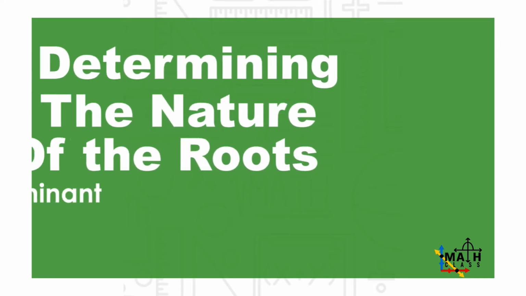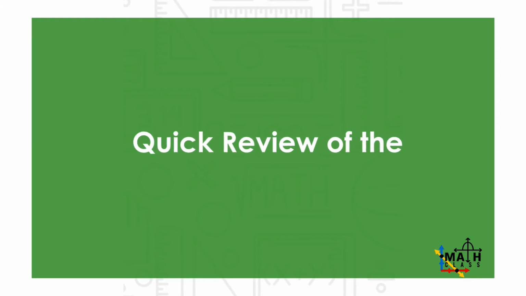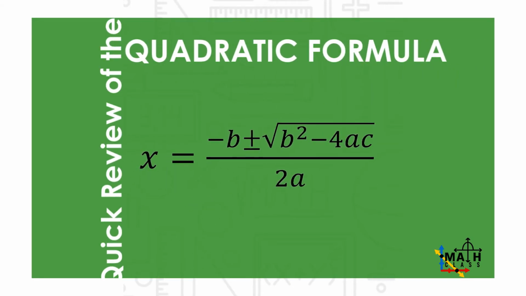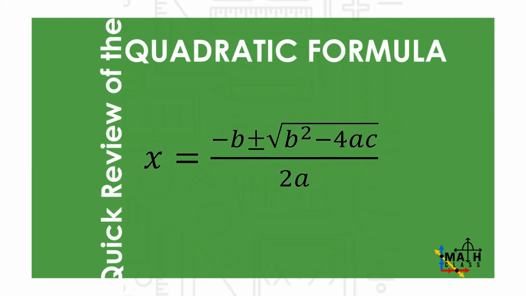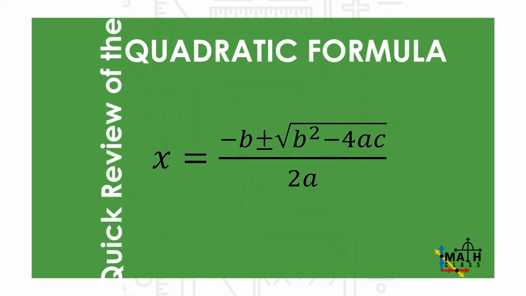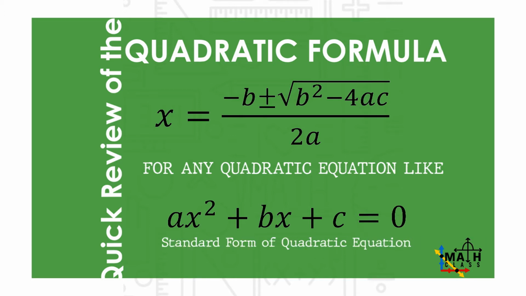And welcome to another math class about determining the nature of the roots using the discriminant. Quick review of the quadratic formula. The quadratic formula says that x is equal to negative b plus or minus the square root of b squared minus 4ac, over 2a, for any quadratic equation like ax squared plus bx plus c equal to 0.